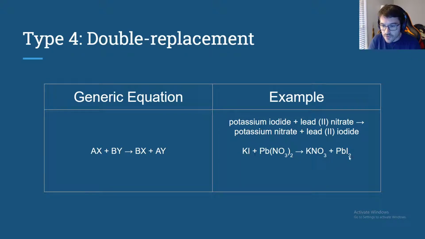So you can see here in this example, we've got potassium iodide. Potassium is going to replace the lead, and lead is going to end up with iodine, so you have lead iodide, and you have potassium with the nitrate here. This is another really cool looking reaction that we will do in person when we come back.